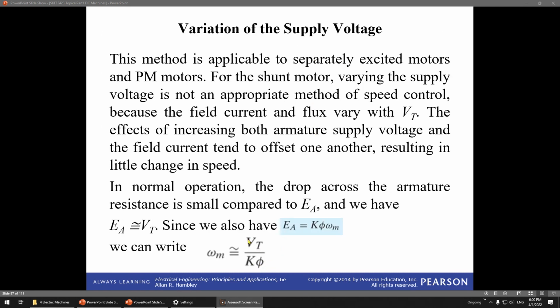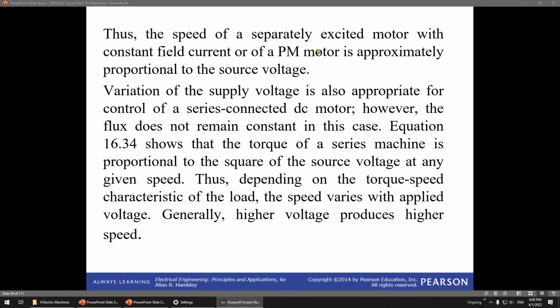So you can see here the relationship. If you vary the Vt, you can vary the speed. Increase the Vt, increase the speed. This one is suitable for separately excited motor or PM, permanent magnet.